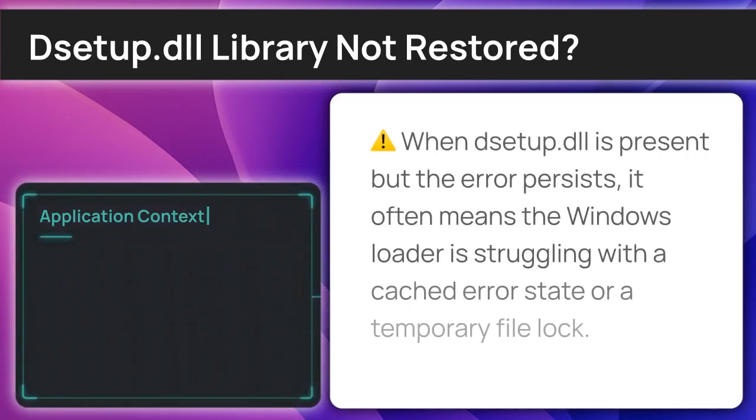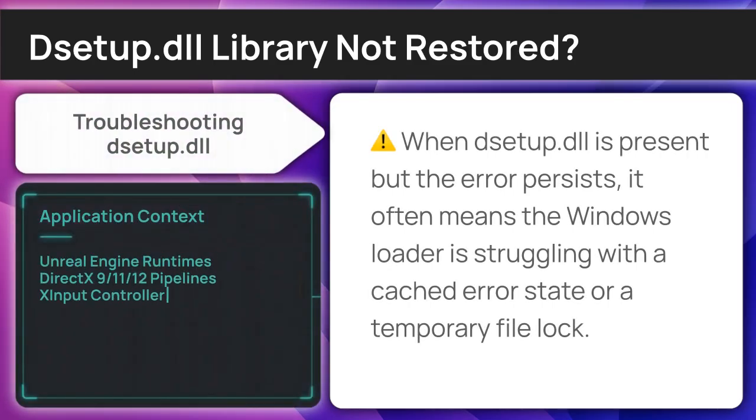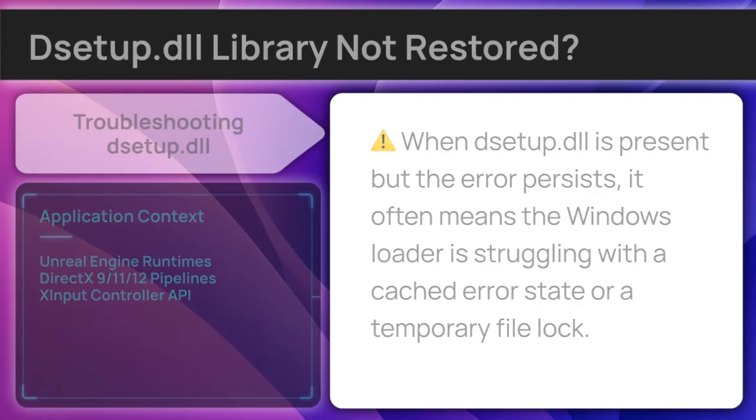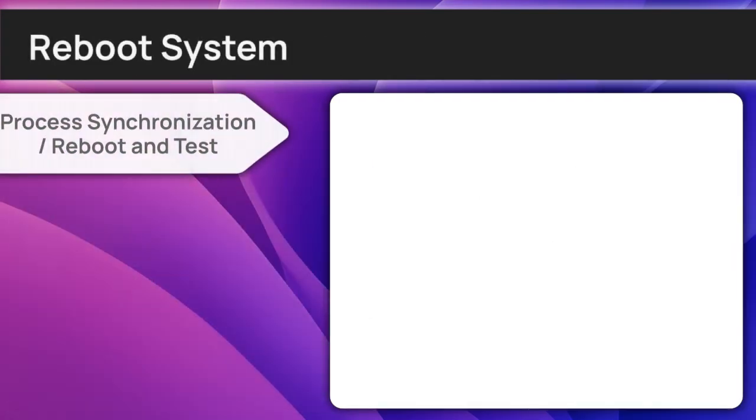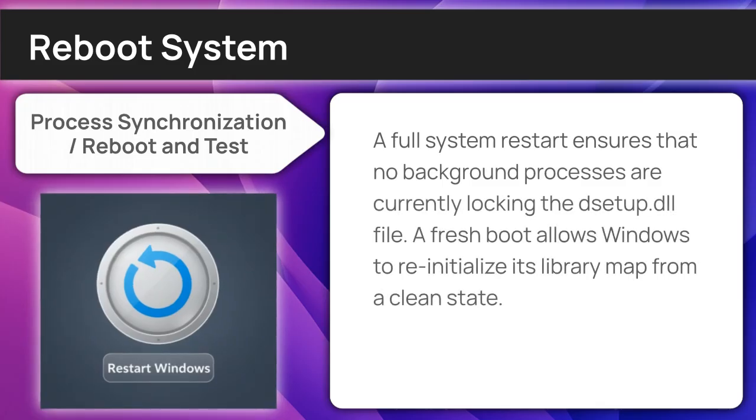When a standard software refresh isn't enough, we need to bypass the automated installers and look at manual system state resets. A simple restart can resolve file-in-use errors that mimic a missing the Dsetup library message. It's a low-effort step that ensures your operating system starts with a clean execution stack.